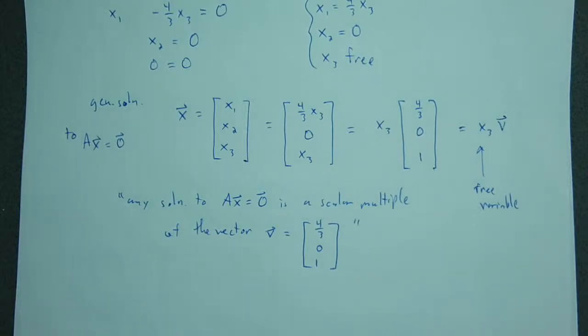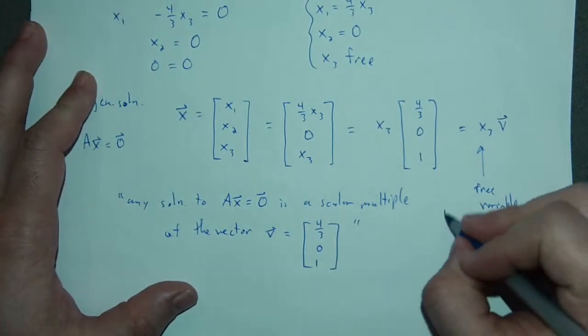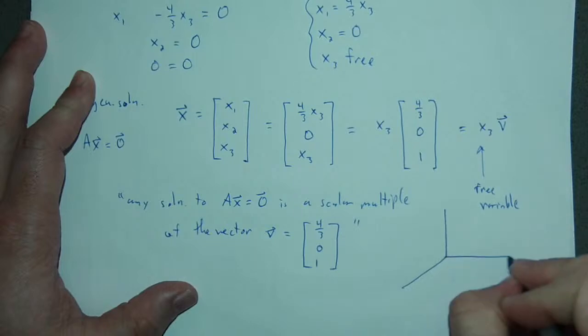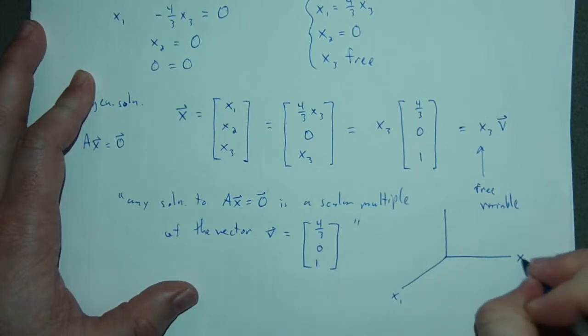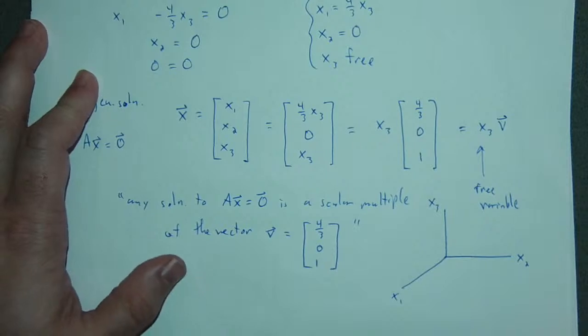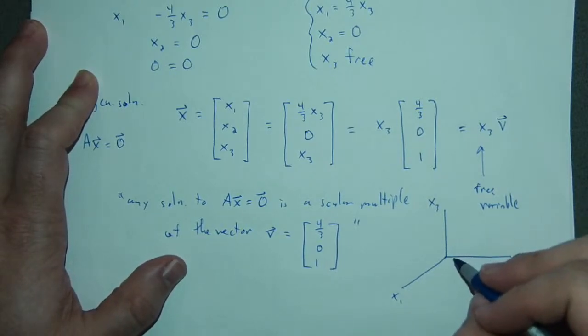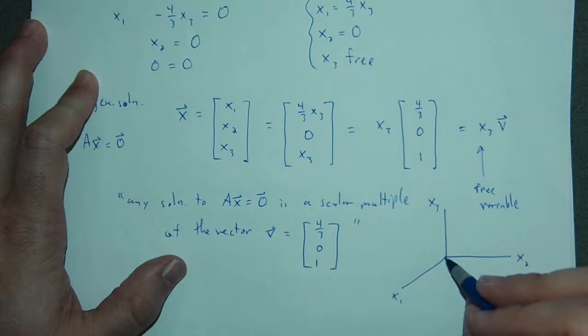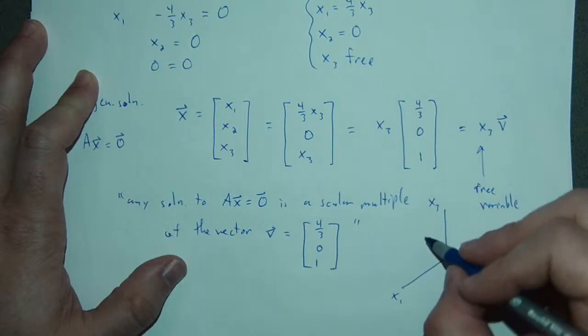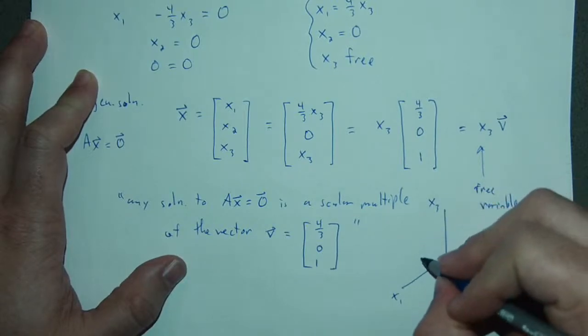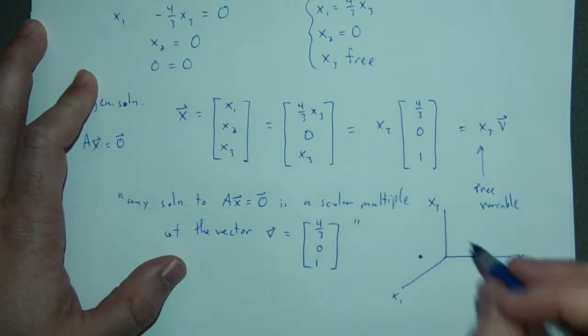But yes, ideally, this is how you write out general solutions. So this asks you to describe the solution set. Any solution is a scalar multiple of this vector. Another way of thinking about that geometrically is this vector specifies some point or some vector in space, right? So 4, 0, 1. If here's x sub 1, here's x sub 2, and here's x sub 3, then I have a point. So this is 4/3, 0, x sub 3. So it's in the x sub 1, x sub 3 plane. So maybe here's my vector v.